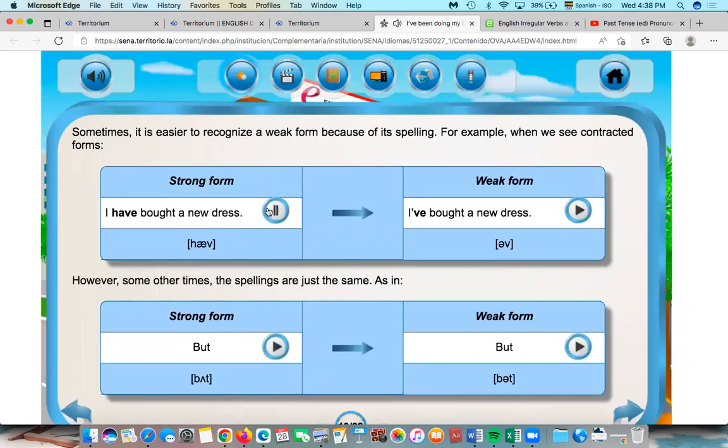Yeah, I finally have bought a new dress. Yeah, I bought a new dress. Here in the contraction it would be I've bought a new dress, right? Here sometimes good. Now in this one, it is easier to recognize a weak form.